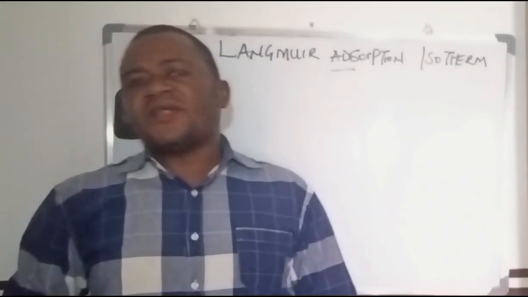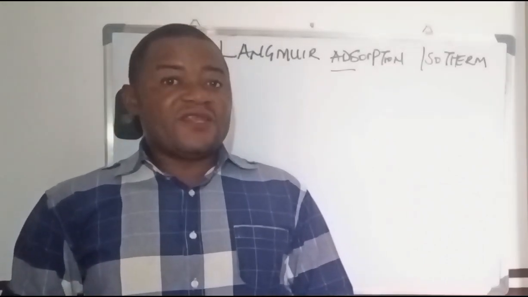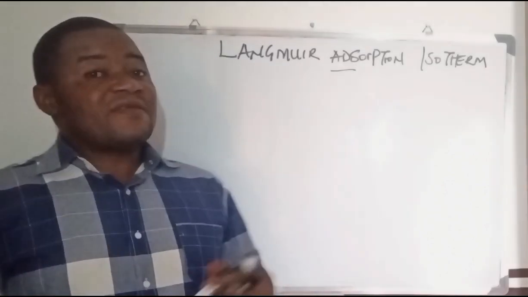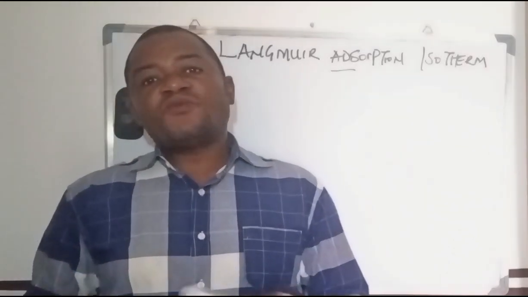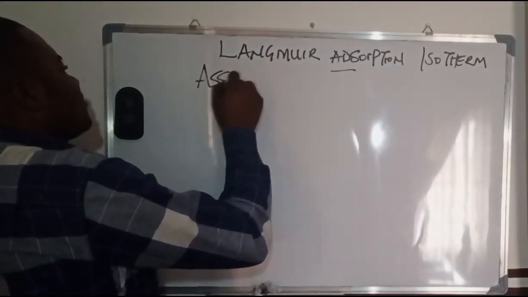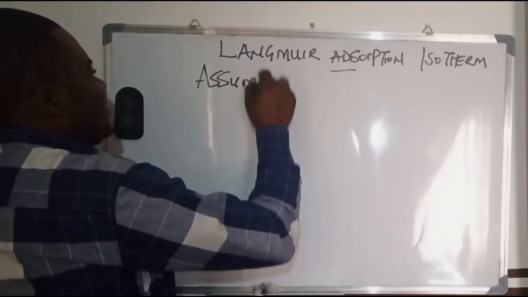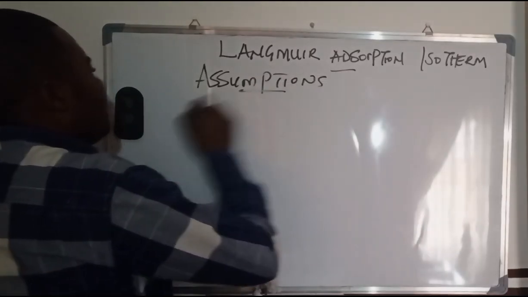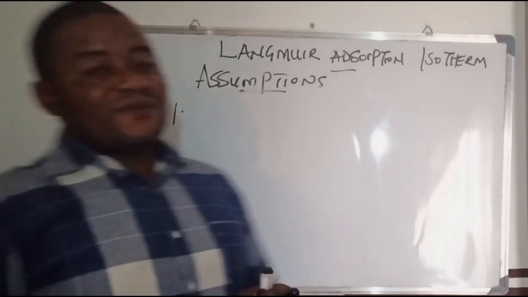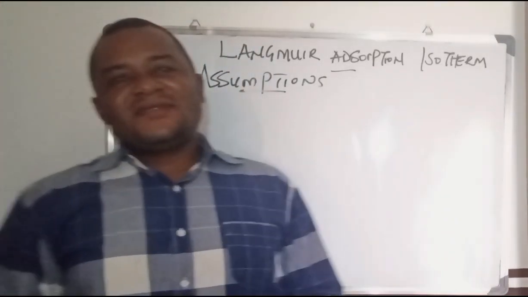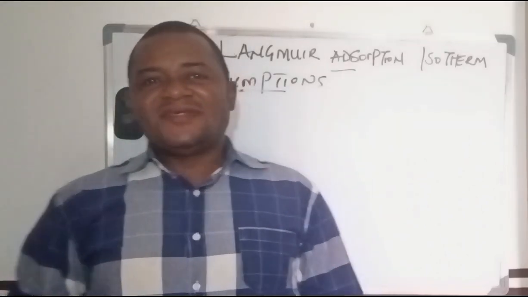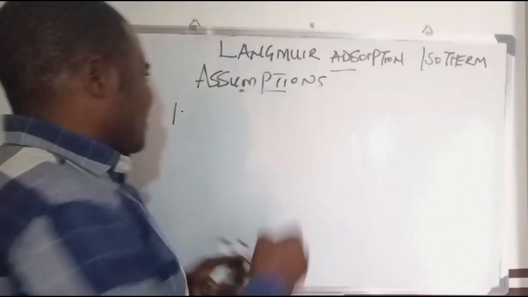There are so many adsorption isotherms, the Freundlich and others. They have their assumptions, but the Langmuir adsorption isotherm is quite important. There are some assumptions that it made. The first assumption of the Langmuir adsorption isotherm is that adsorption, generally, is a monolayer process.